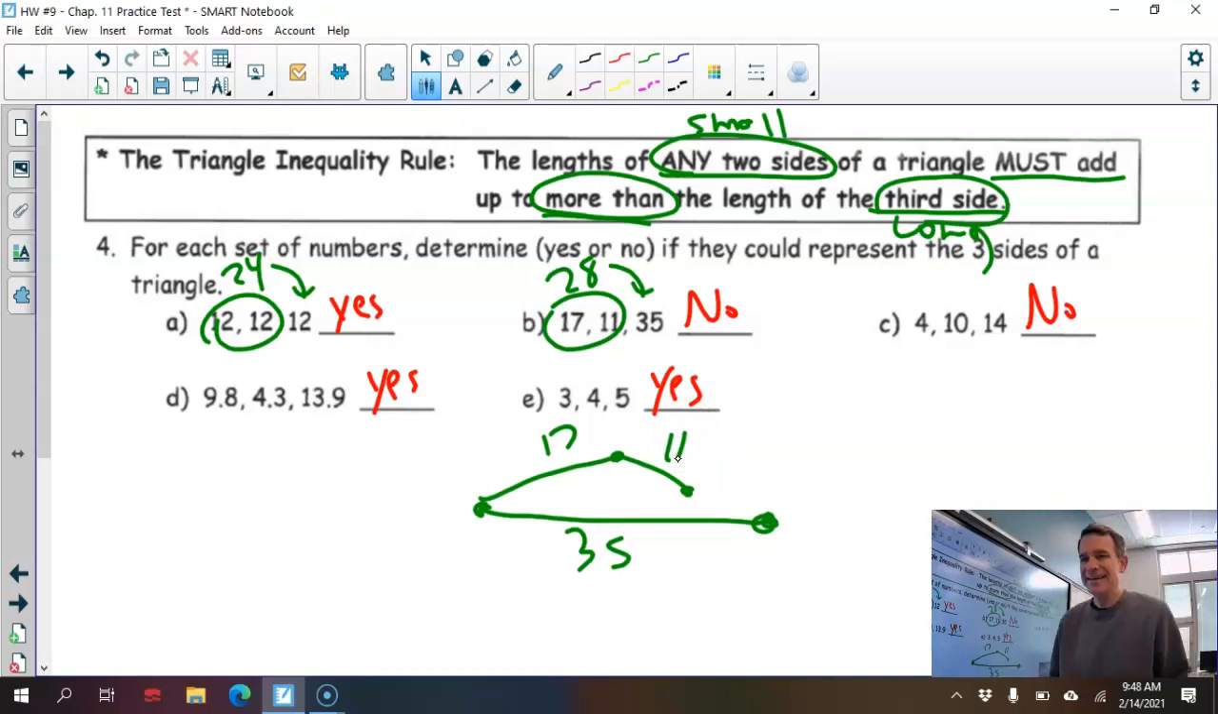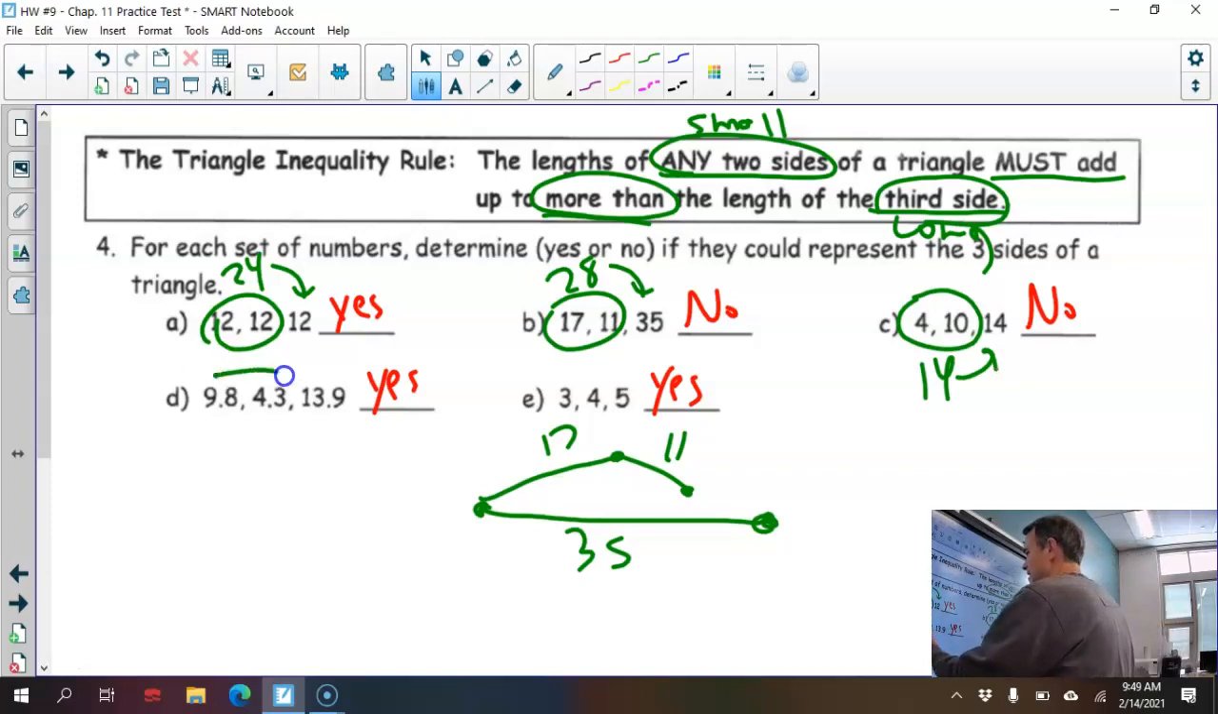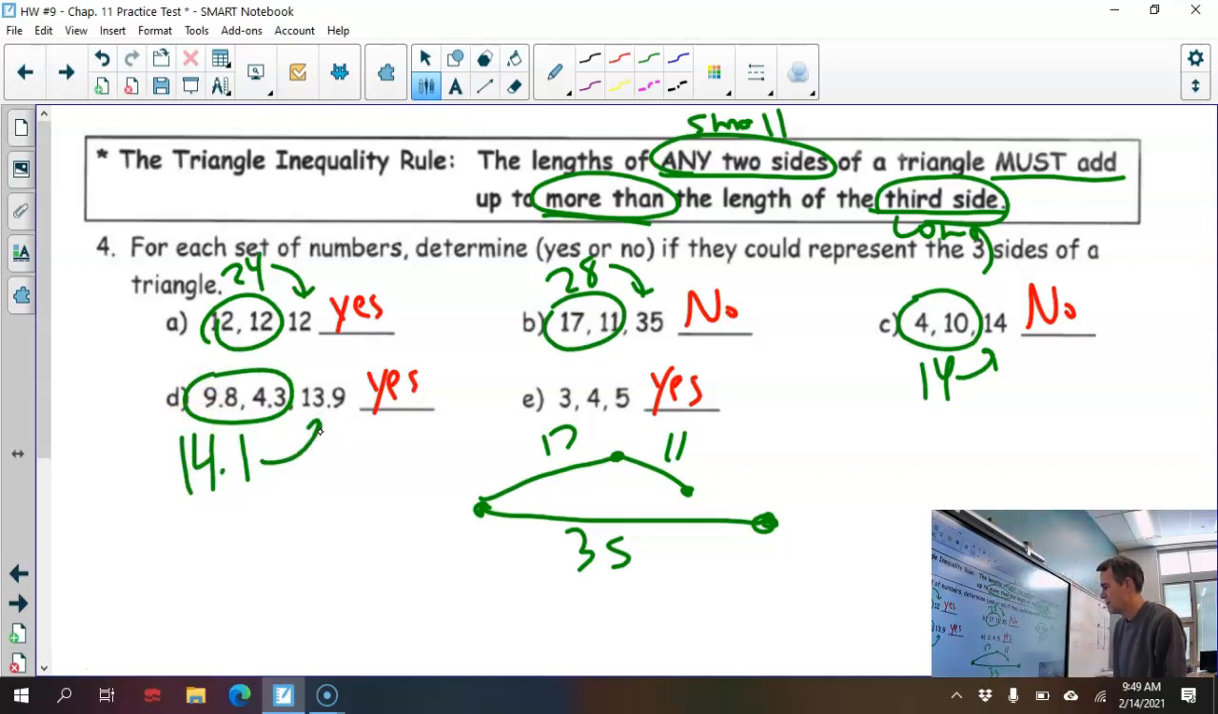It can't connect. They must be longer than the 3rd side. So 4 and 10 makes 14, which is still not long enough because it has to be longer than the third side. These two guys add up to 14.1, so yes, they're long enough. And these two guys add up to 7, so yep, they're long enough also, right?